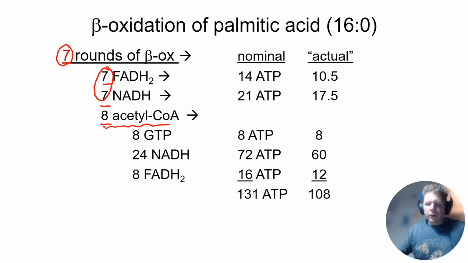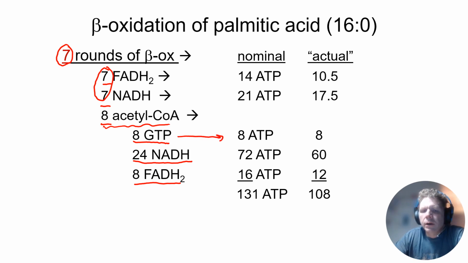Now, our acetyl-CoA, those 8 acetyl-CoA molecules are going to go through the citric acid cycle, or the tricarboxylic acid cycle, the TCA cycle, the Krebs cycle, any of these things that you want to call them. And what we're going to generate from those 8 acetyl-CoA is 8 GTP, 24 NADH, 8 FADH2. Now those 8 GTP are equivalent to 8 ATP. The 24 NADH from the citric acid cycle, 72. The 8 FADH2 are going to be approximately 16. And then let's go on to our so-called actual numbers, 8, 60, and 72 respectively.